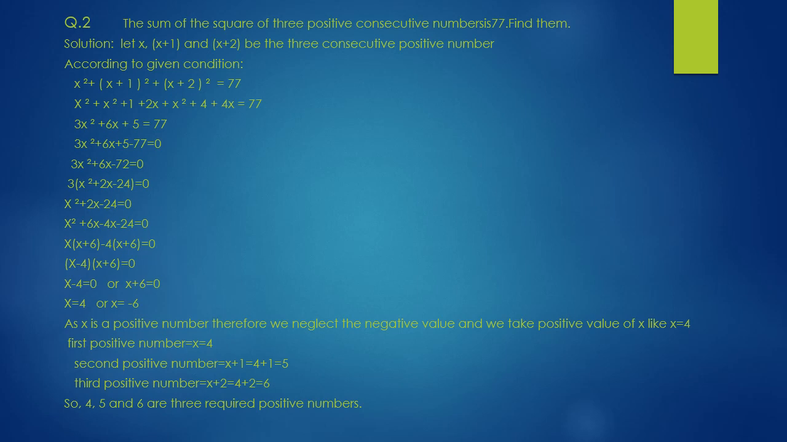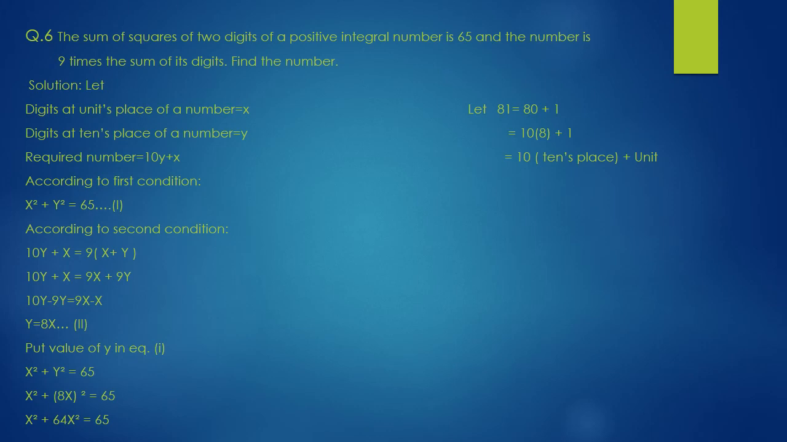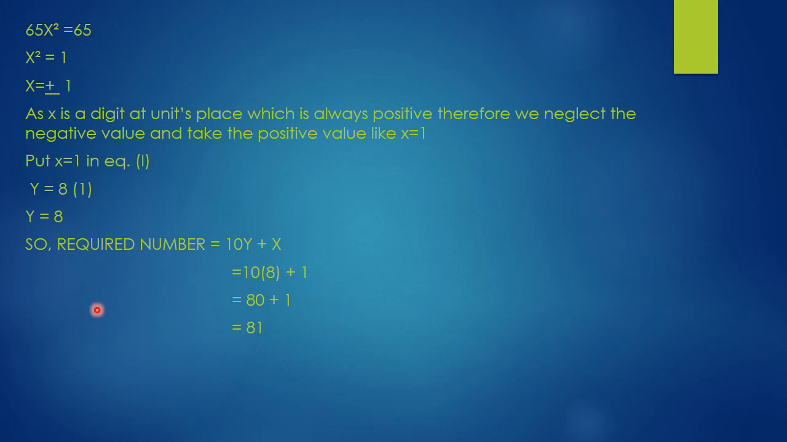Question number 3 and 4 is similar to question number 1 and 2. So 65x square is equal to 65, x square is equal to 1.